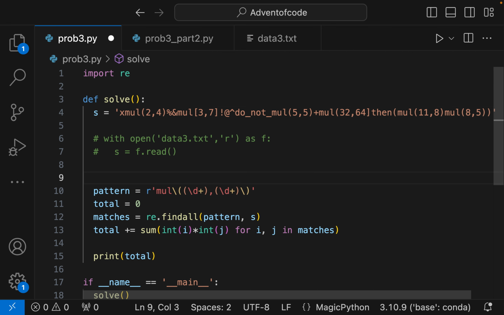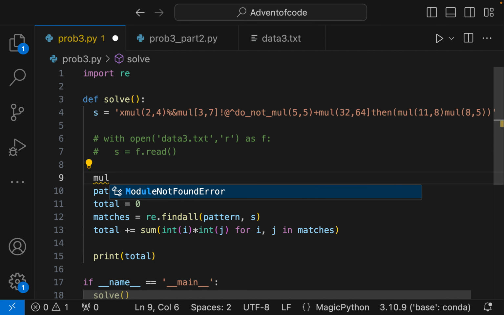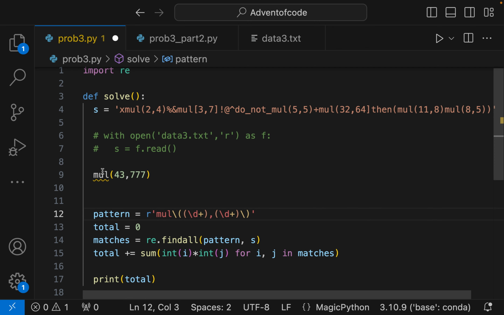What we're concerned with is that we want to find this mul and this parenthesis, and then there's going to be some numbers here and a comma and then some numbers here. The issue is we don't know how many numbers there are going to be. So what I've done here is I've used the digit character class, and this plus means one or more. Same thing over here: here's a comma, and I have this digit class and one or more. I don't know how many digits there are going to be.